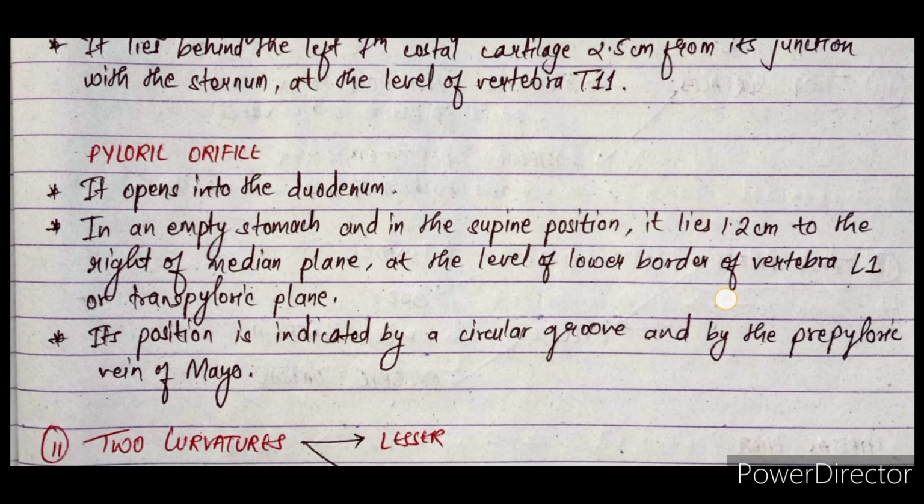The pyloric orifice opens into the duodenum in an empty stomach and in the supine position. It lies 1.2 cm to the right of the median plane at the level of lower border of vertebrae L1 or transpyloric plane. Its position is indicated by a circular groove and by the pre-pyloric vein of Mayo.